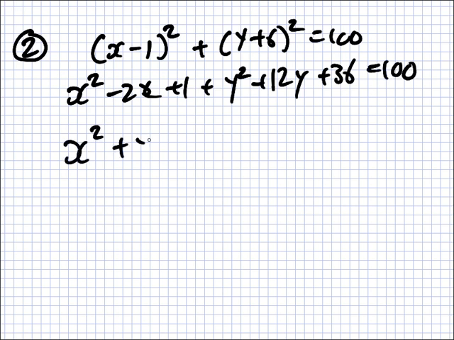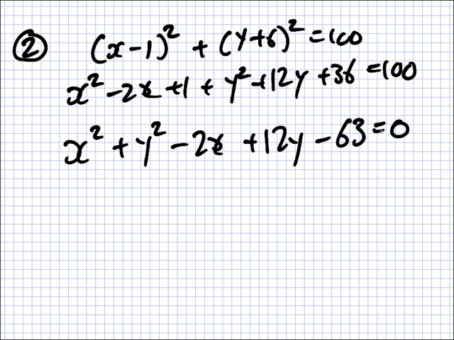So that's x squared plus y squared minus 2x plus 12y. And the constants: 1 plus 36 is 37. So 37 minus 100, that's minus 63, equals 0.